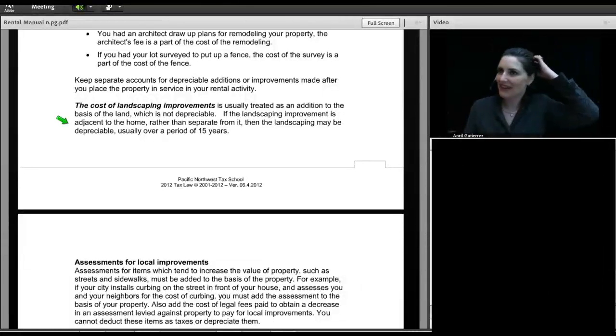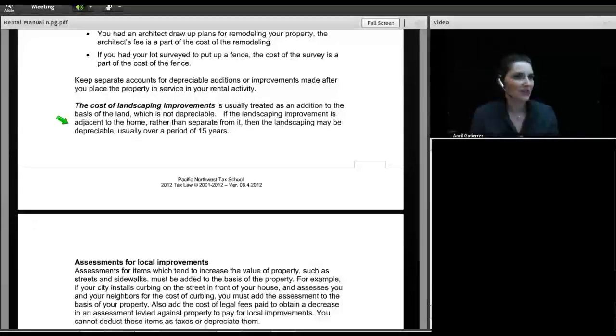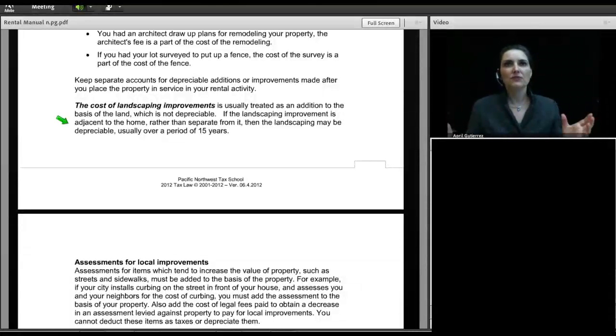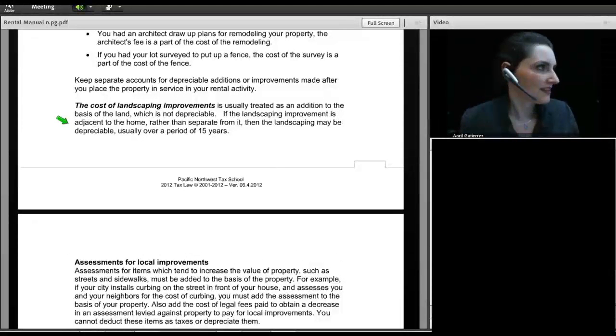It adds to the basis in the land. So it seemed to be contradictory. So I called up this auditor and I said, well, how do you know when it's depreciable and when it's not? And his response to me was, you look at the house.